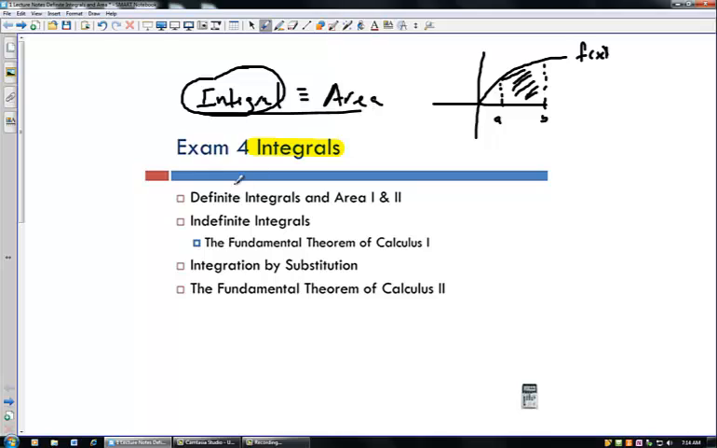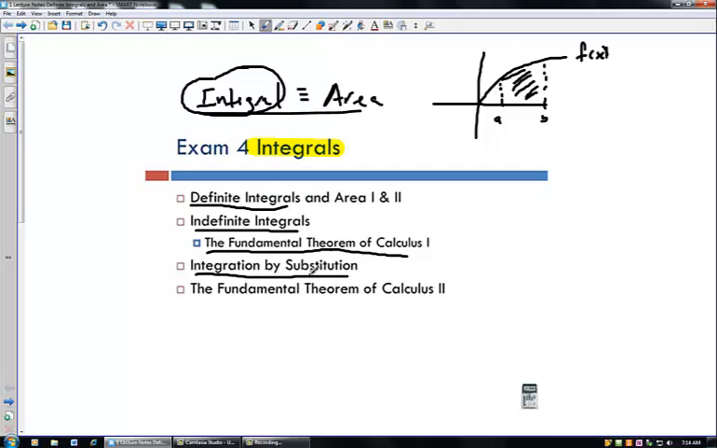So we're going to break this up into several different parts. This week we're going to cover definite integrals and area, part 1 and part 2. I'm not sure if we'll get to indefinite integrals this week, but definitely next week we'll do indefinite integrals. And these are really two different questions, but yet they're connected, and they're connected by the fundamental theorem of calculus.